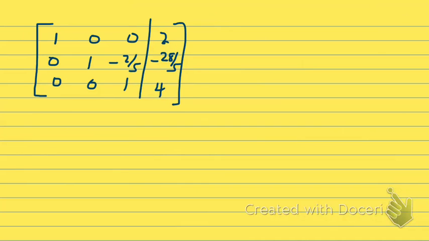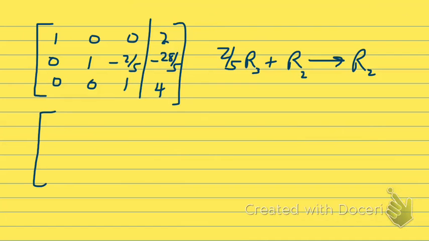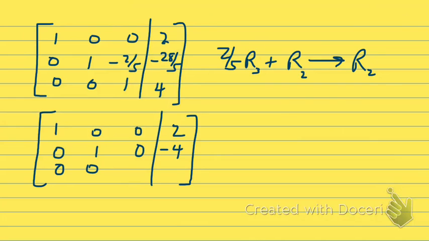Okay, one last thing to do, a 0 right here. To turn that into a 0, we need the opposite of -2/5, +2/5. Let's take 2/5 times row 3, add it to row 2, and this replaces row 2. When we do so, the first row is not changed, but the second row is 0, 1, 0, -4. That looks better. And the third row.